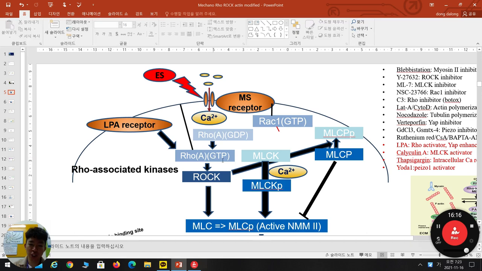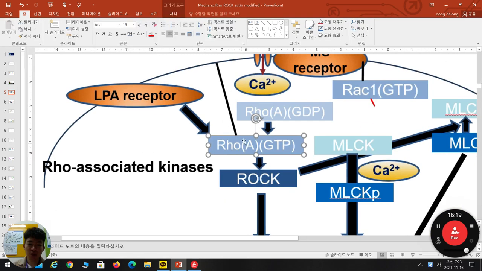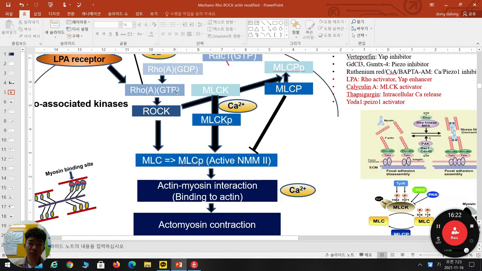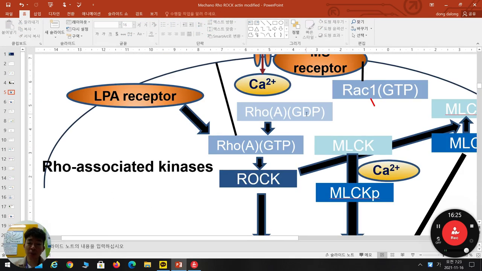this RhoA GTP. You should remember RhoA GTP is triphosphate and GDP is diphosphate. When RhoA converts to GTP, it can bind to the cell membrane, which means when it has GDP, it cannot bind the cell membrane. So because of this phosphate, sometimes it binds the cell membrane and sometimes not, and binding to the cell membrane means it is activated.